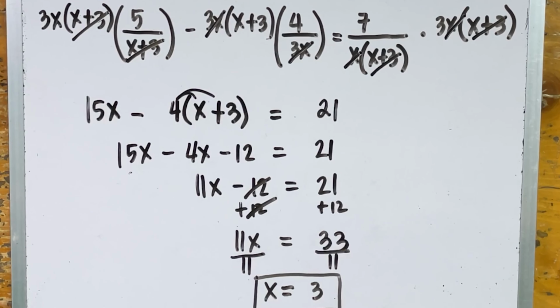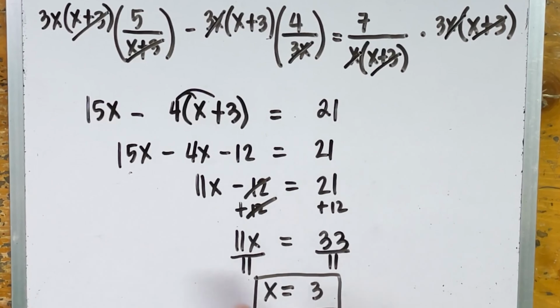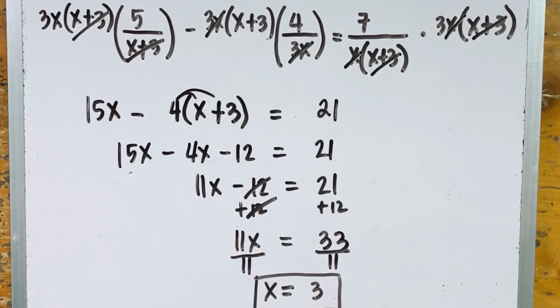So, remember, ang goal natin is to eliminate the denominator. And that is by multiplying it by the LCD. Once we multiply it by the LCD, you notice no denominator now, and we can simplify, distribute, we can combine like terms, and solve for the unknown. I hope this helps you understand how to solve rational equations.